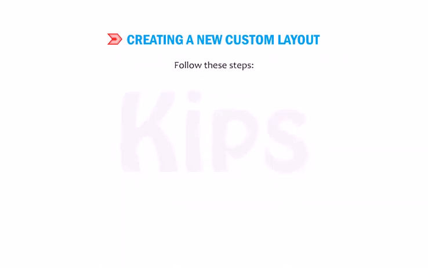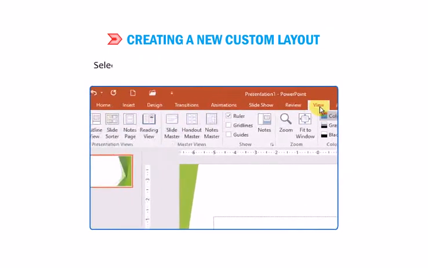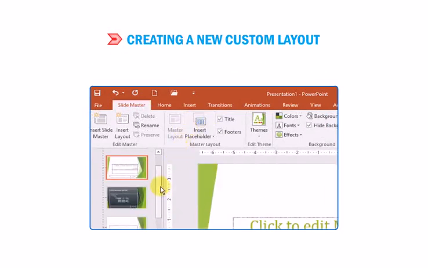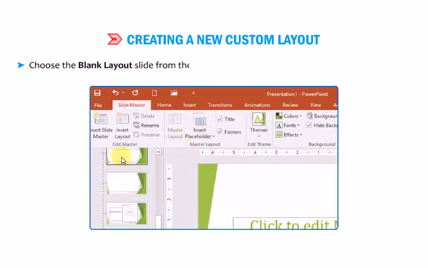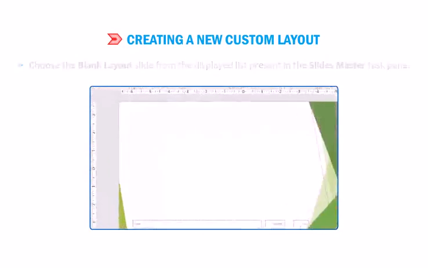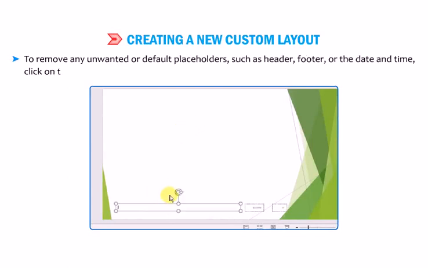Follow these steps. Click on the View tab. Select the Slide Master button in the Master Views group. Choose the blank layout slide from the displayed list present in the Slide Master task pane. To remove any unwanted or default placeholders such as header, footer, or the date and time, click on the border of the placeholder, then press the Delete key.